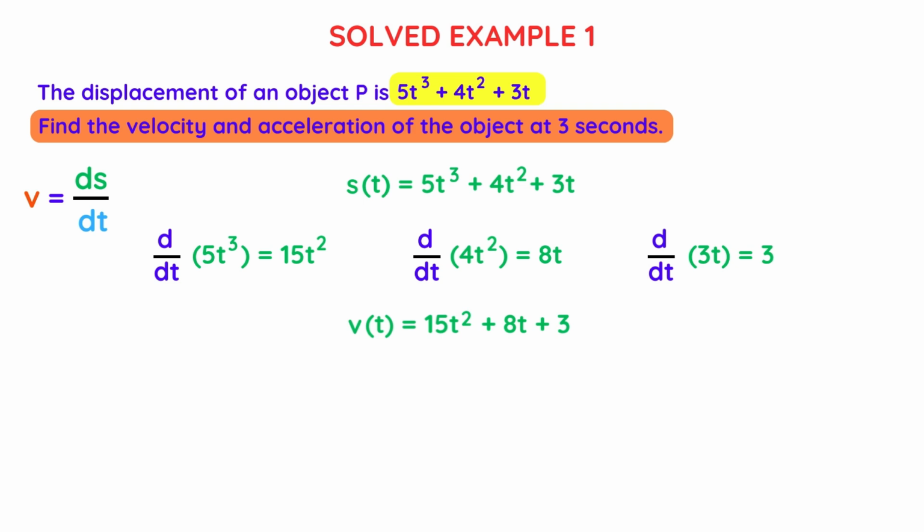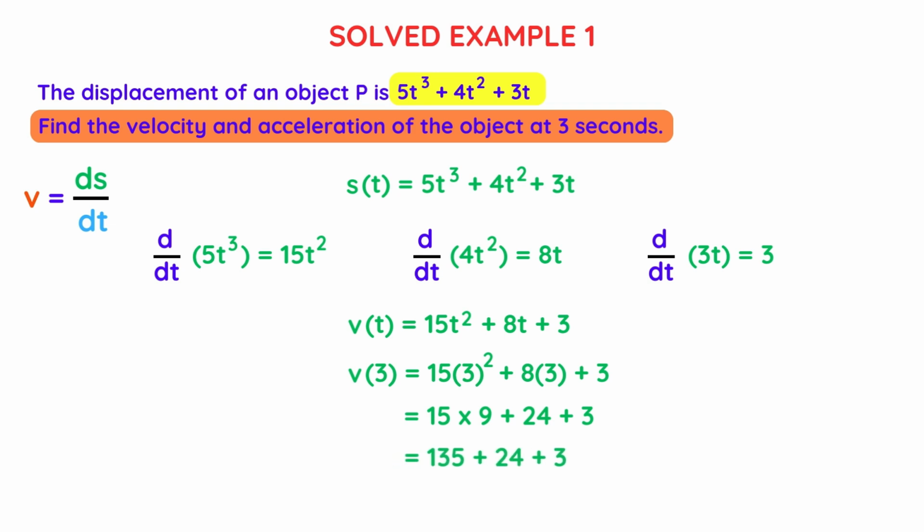Now, to find the velocity at t equals 3 seconds, we substitute t equals 3 into the velocity equation. We get 15 times 3 squared plus 8 times 3 plus 3. This gives us 15 times 9 plus 24 plus 3 equals 135 plus 24 plus 3 equals 162. So, the velocity at t equals 3 seconds is 162 meters per second.